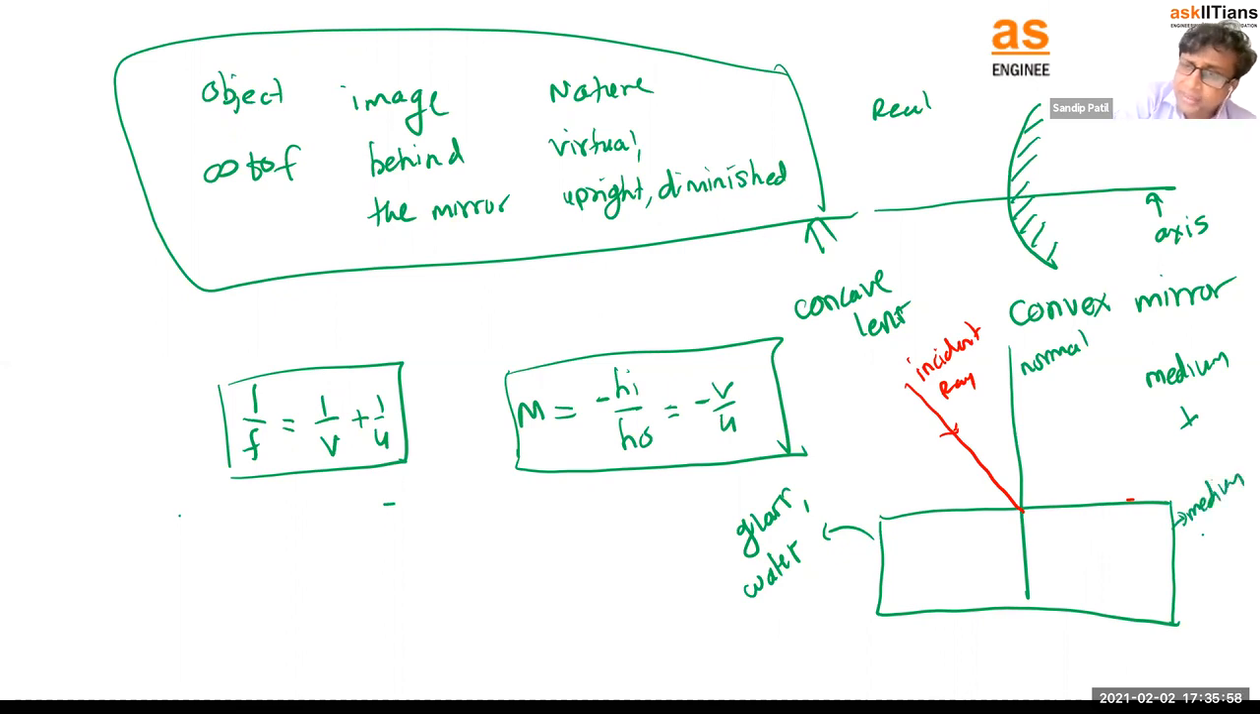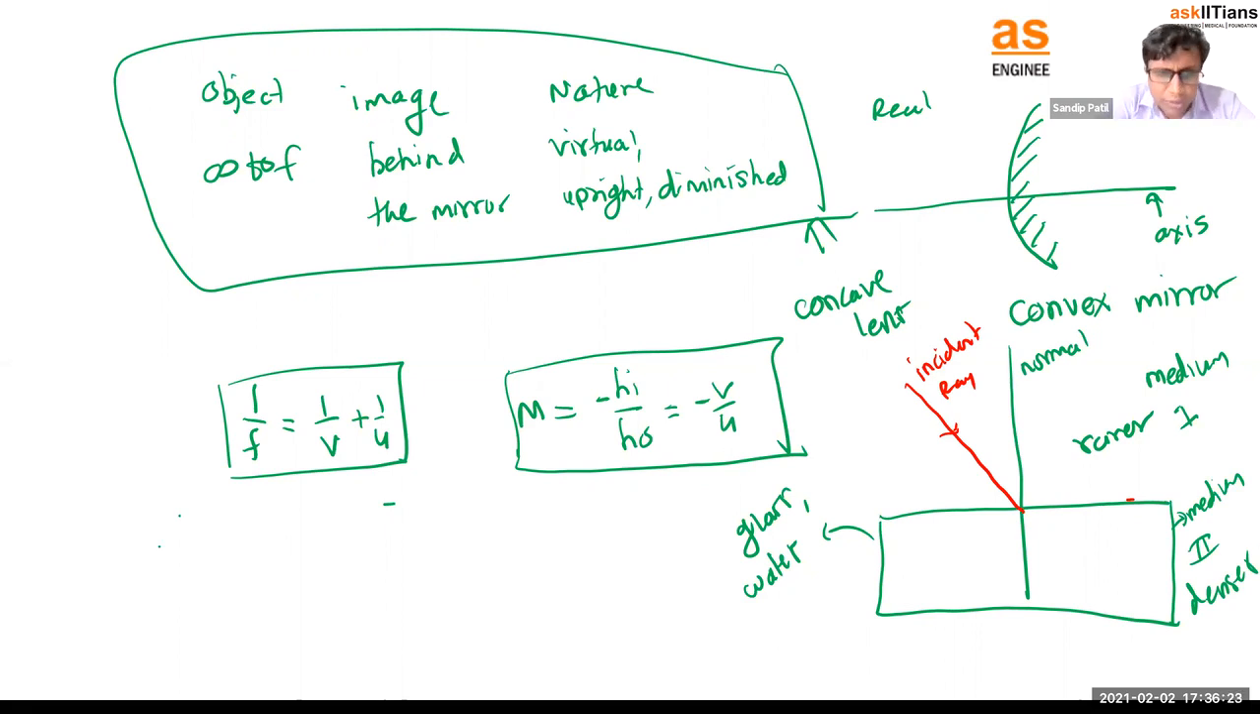So if I consider medium 1 as air, let's say this is air, can I say this is rarer and this is denser, right? Denser means it has more density, obviously. It's not necessary that the incident ray will pass from rarer to denser. Sometimes light will pass from denser to rarer, right?